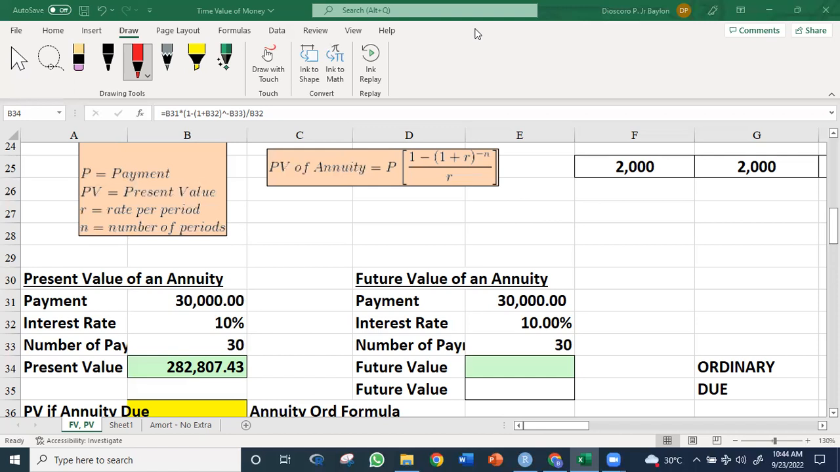Sige, let me change my question. Yes or no na lang. Were you able to get this? It's okay, guys, if you were not able to get it. It's okay. No, sige. Thank you, Shalina.